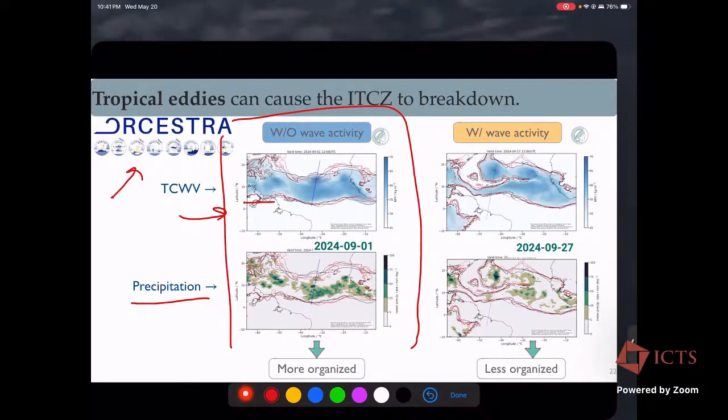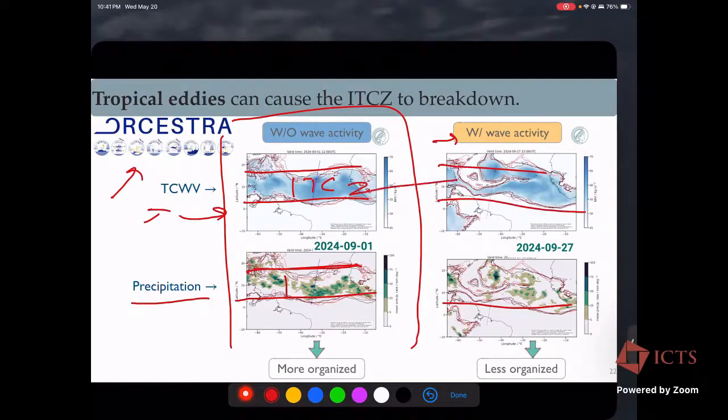activity. And you will basically see a really well organized ITCZ in the total column water vapor, also in the precipitation. You can see, well, not really well organized, but you can distinguish where the ITCZ is observed over the Atlantic region. But when you have the passage of this tropical depression system over the Atlantic region, you basically disorganize the ITCZ. It is no longer as organized as was observed here when you don't have the wave activity.